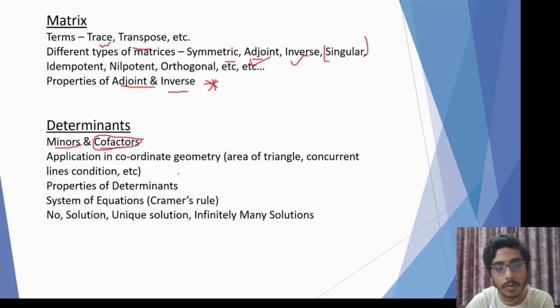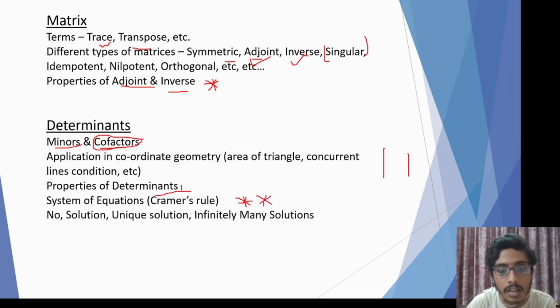Application in coordinate geometry, like how to find area of triangle, what is the condition of concurrent lines. This is again like for area of triangle we form that determinant to solve it, right? Now the properties of determinants, obviously when you find the determinant of a matrix, you must know the properties to simplify it. System of equations, very very important for WebG, JEE, everything.